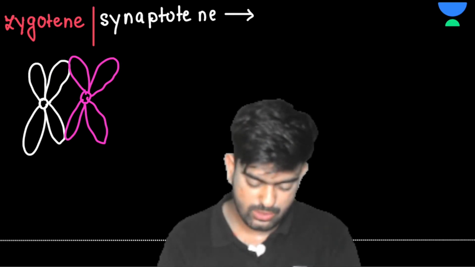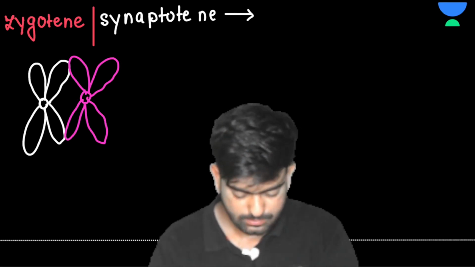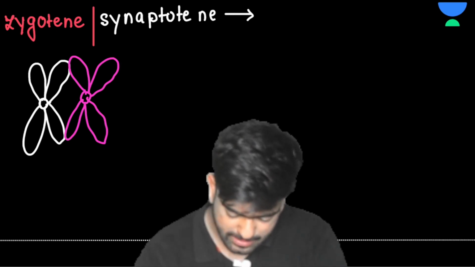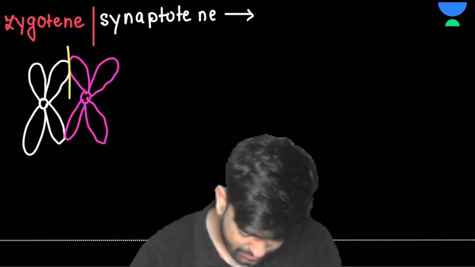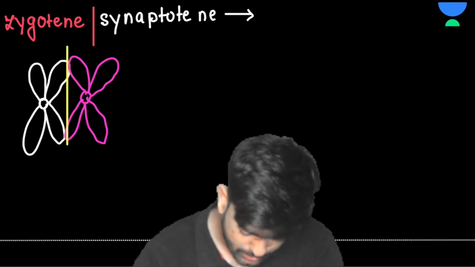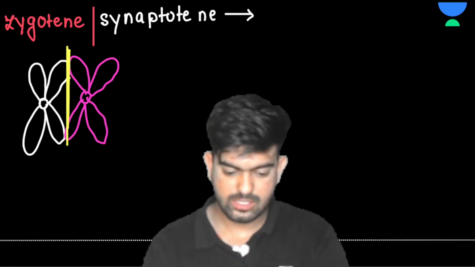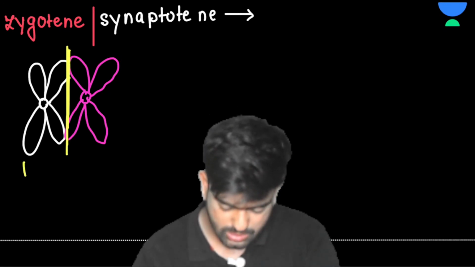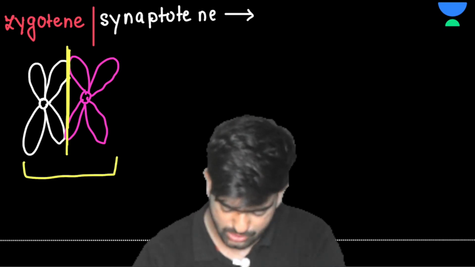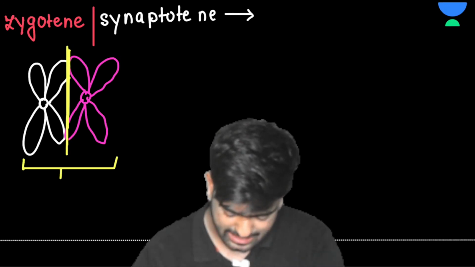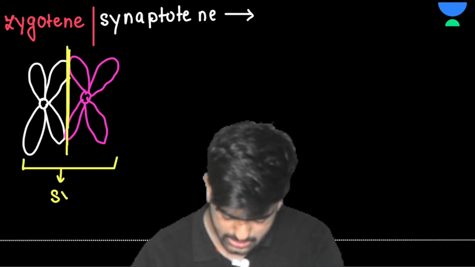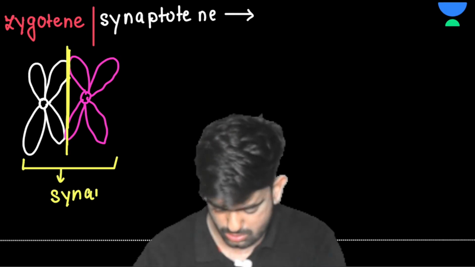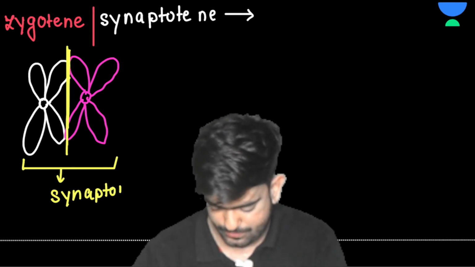Okay, sir. What is going to happen here, sir? See, the pair is basically going to have some depositions, some proteins here, and this is known as the synaptonemal complex. Okay, so we understood that this is going to be the synaptonemal complex. Very good.